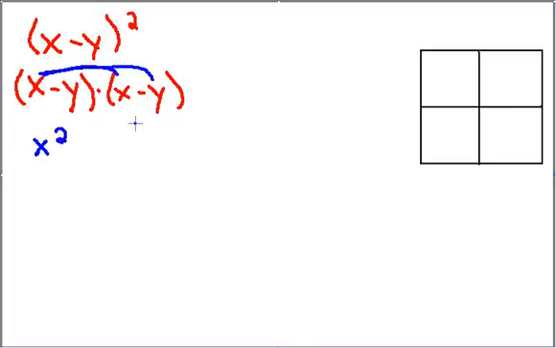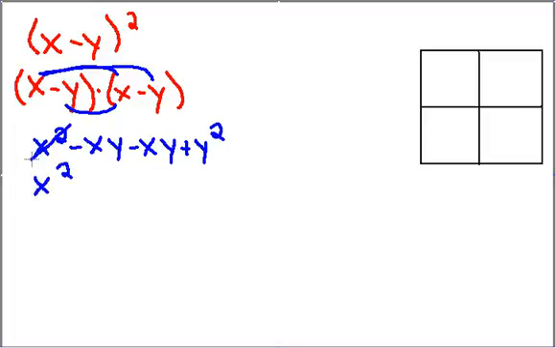X times minus y is going to be a minus xy. And then this minus y here times this x is going to be another minus xy. And then lastly, a minus y times a minus y is going to make a positive y squared, because negative times negative is positive. I'm going to rewrite this by combining terms.